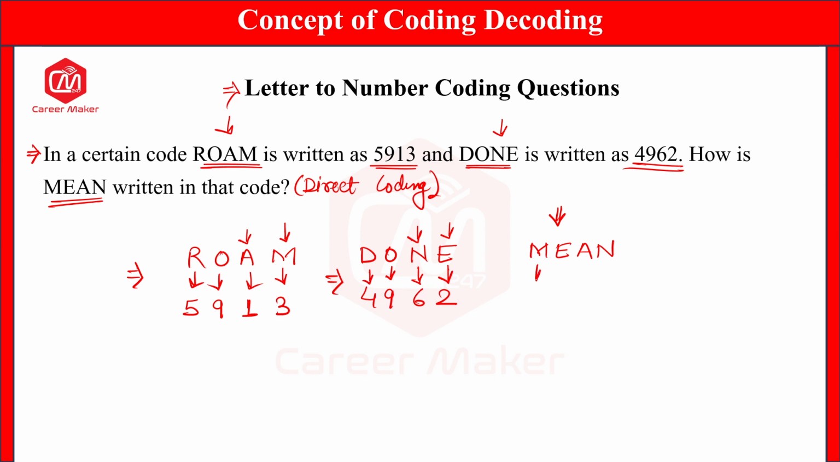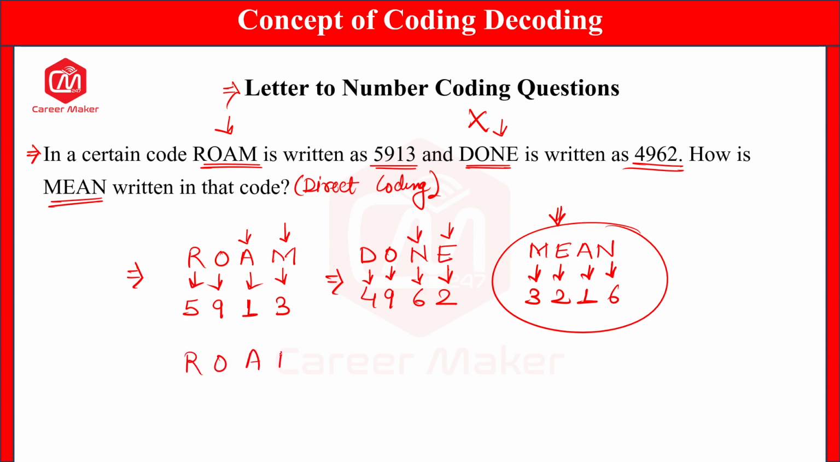So M will be what? Nothing but 3. E will be what? Nothing but 2. A will be what? Nothing but 1. N will be what? Nothing but 6. And that is how you can decode it. Sometimes they give the logic also, how they write those things, so they will not give you the first two words. They will give you a single word and the code. For example, let's suppose here only Rome is coded in this way, like 9, 6, 1, 4.